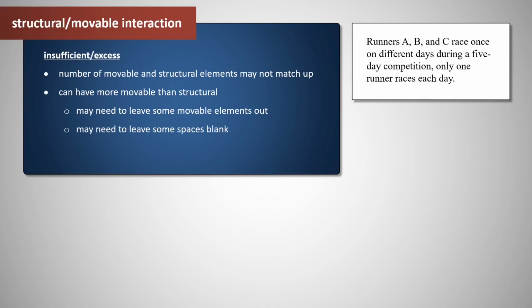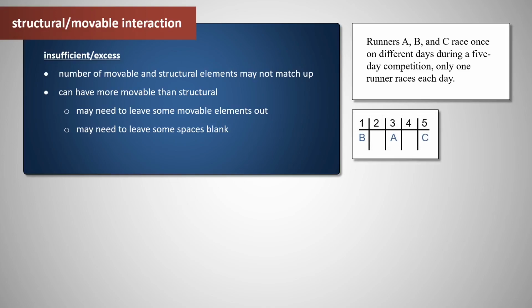Alternatively, you may need to leave some spaces blank. So let's look at this game. We've changed the game a little bit. It says that runners A, B, and C race once on different days during a 5-day competition, and only one runner races each day. So here we've only got 3 movable elements, but we've got 5 structural slots. And so a game might look like this: B races the first day, A races the 3rd day, and C races the 5th day.